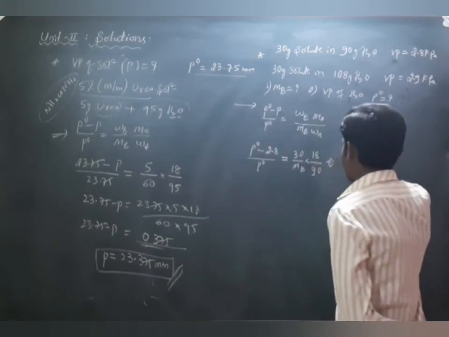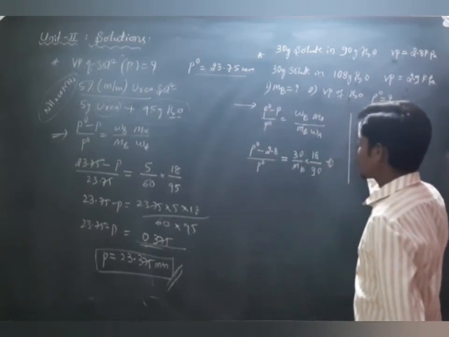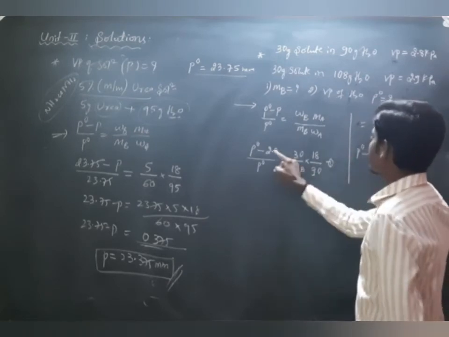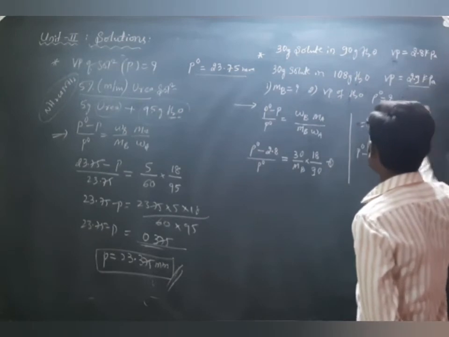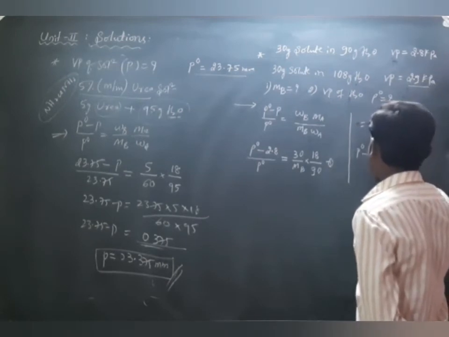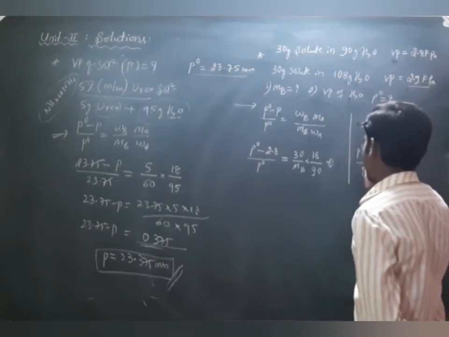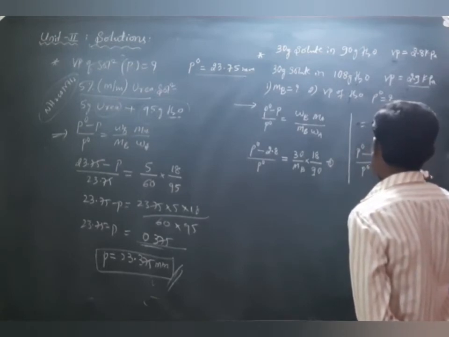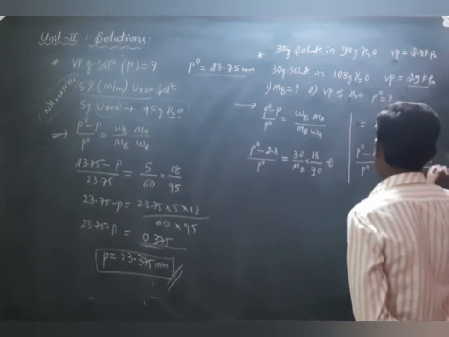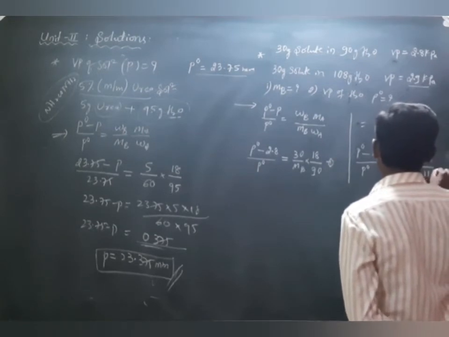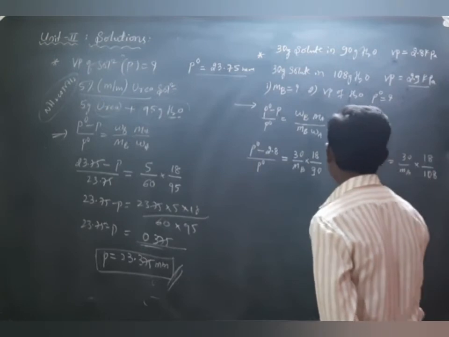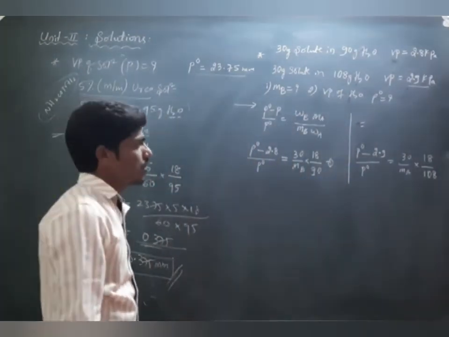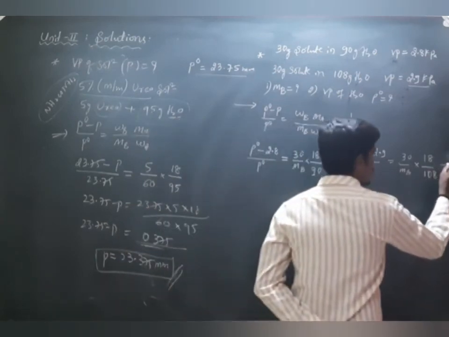Now similarly, for the second one, the formula will be the same. Substitution and simplification: P naught minus vapor pressure of solution, which is 2.9 kilopascal, divided by P naught, is equal to 30 by MB, times the molar mass of water, which is 18, divided by the given mass of water, 108. Now let us divide these two equations and simplify.